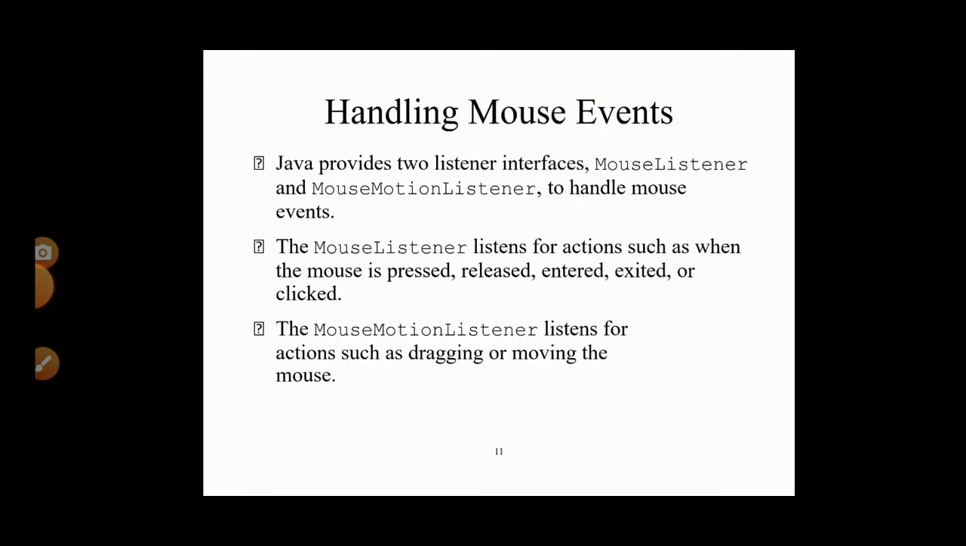Next we are going to discuss how we can handle the mouse event. Java provides two listener interfaces for mouse. One is MouseListener, another is MouseMotionListener. The MouseListener listens for actions such as when the mouse is pressed, released, entered, exited or clicked. The MouseMotionListener is used when we are dragging or moving the mouse. So the two listeners are MouseListener and MouseMotionListener. MouseListener is used for pressing, releasing, entering, exiting or clicking, and MouseMotionListener is used when we are dragging the mouse or moving the mouse.